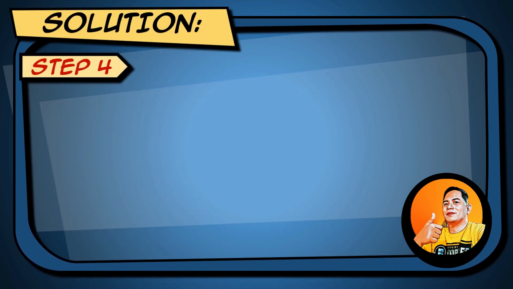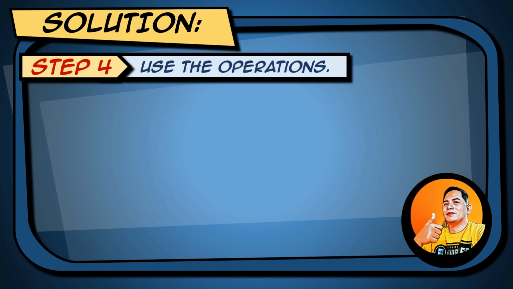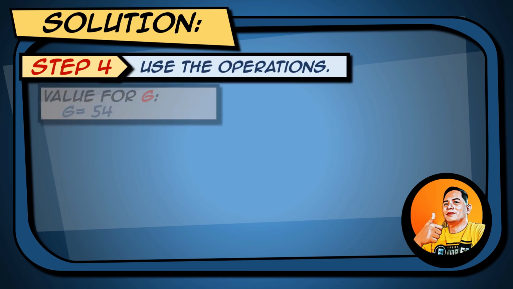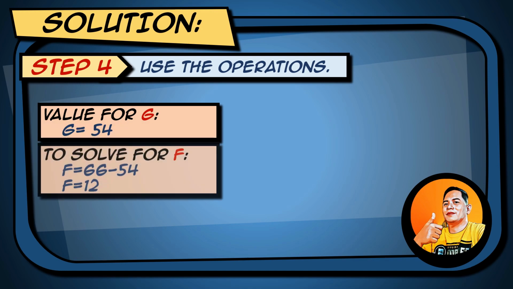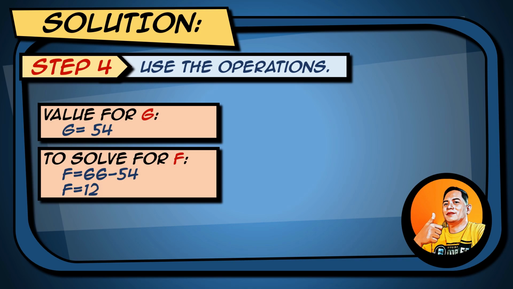And now let's proceed to step number 4. Use the operation. Time to solve. So we have the given value for G. G is equal to 54. Then to solve for F, we have F equals 66 minus 54. 66 minus 54 is equal to 12. Therefore, the value of F is equal to 12.